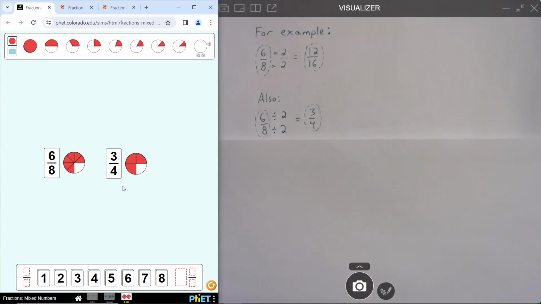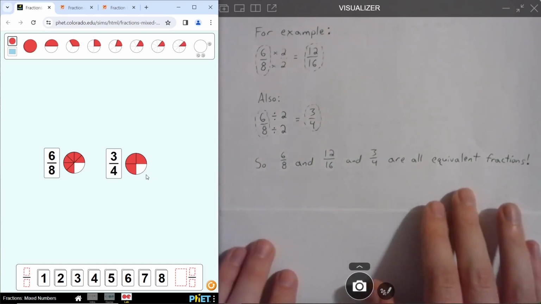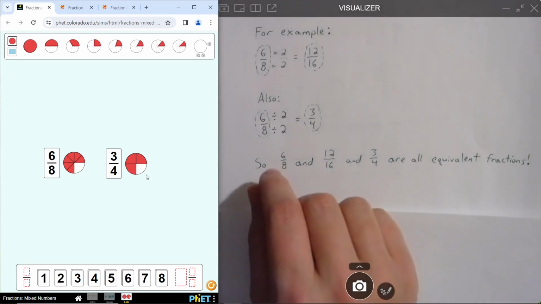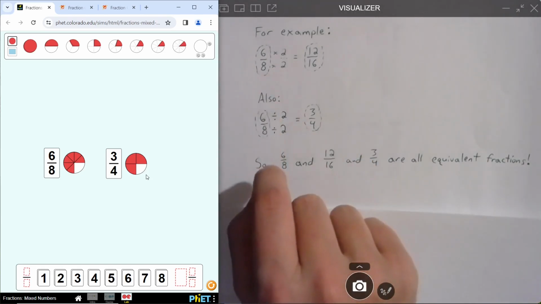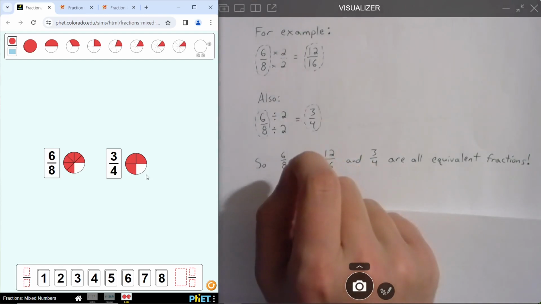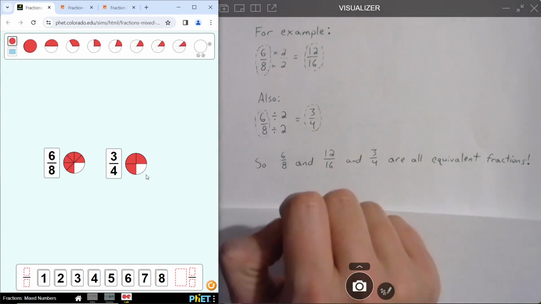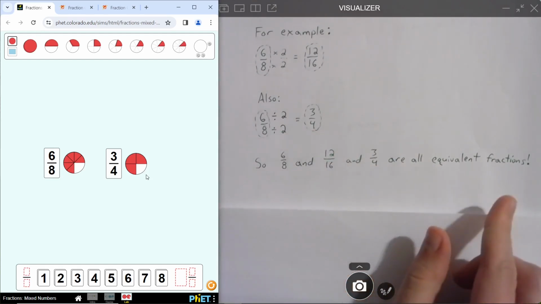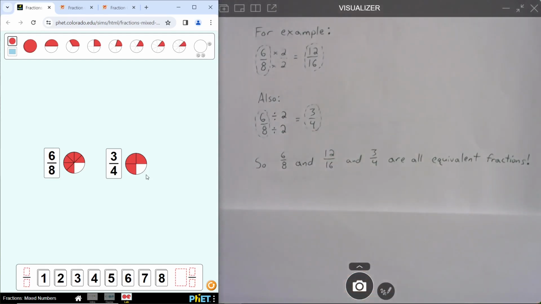That 6 parts that are each 1/8 in size equal 3 parts that are each 1/4 in size. Those are equivalent fractions. The numbers may be different, but they represent the same amount. You see how the same amount is in red? So, we've proved mathematically that 6/8 and 12/16 and then 6/8 and 3/4 are all equivalent fractions. They all are equal to each other.